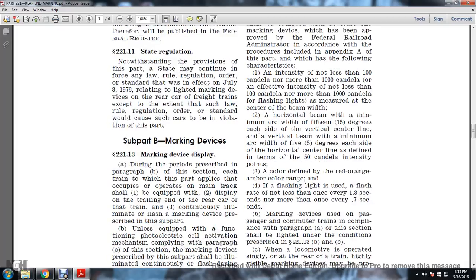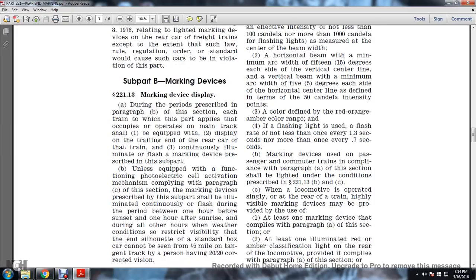Subpart B, the marking device. 221.13 Marking device displayed during the periods prescribed in paragraph (b) of this section. Each of the trains to which this part applies that occupies or operates on the main track shall be equipped with a marking device to display the train ending at the rear of the last car of the train. (c) Continuous illumination of the flashing marking device prescribed in subpart B, unless equipped with the function of a photoelectric cell activation mechanism complying with paragraph (c) of the section.